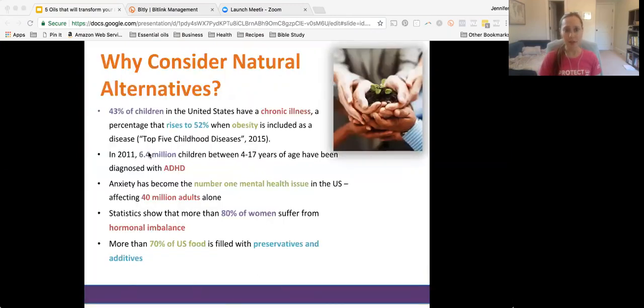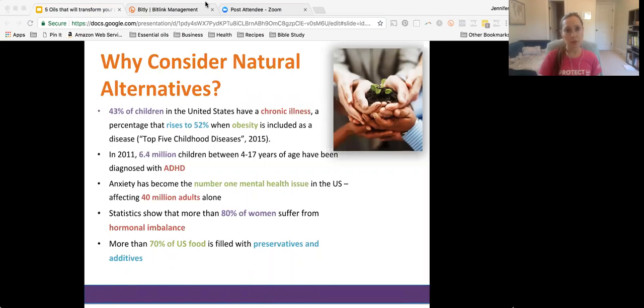So when we look at the state of our health in our society today, I think it's pretty obvious why we need to start considering natural alternatives. We've got a lot of lifestyle diseases going on that are not treatable by medications. They can be managed, but they can't be treated, because they're lifestyle diseases. So a lot can be done through changing your lifestyle, detoxing your body, detoxing your home, bringing in natural solutions that can support the body at a cellular level.